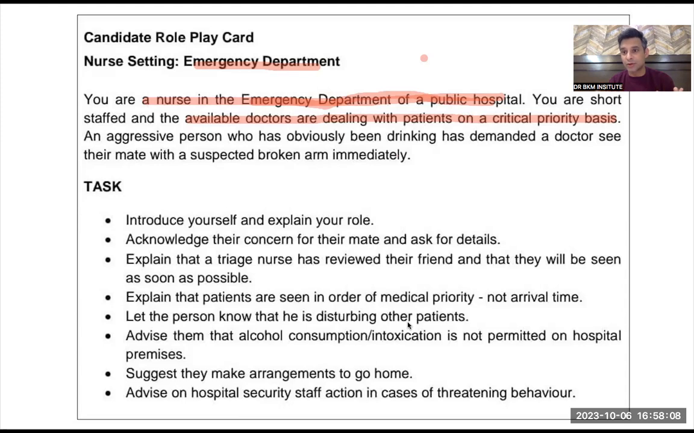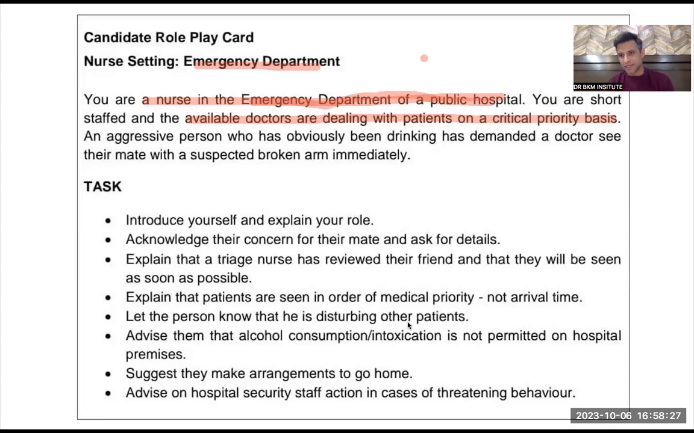People or the patients are already in the anxiety stage or in the critical stage. So making a noise is not good for their health. So please try and understand this is an emergency department and you need to control yourself. Okay. Advise them that the alcohol consumption intoxication is not permitted on the hospital premises.